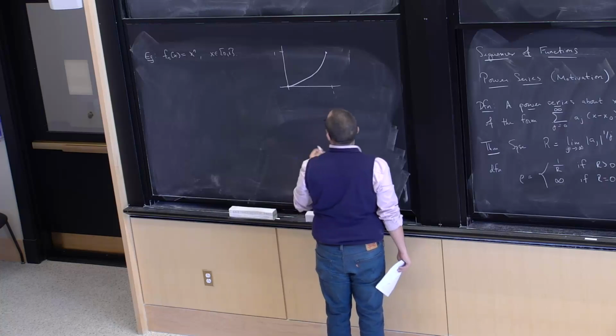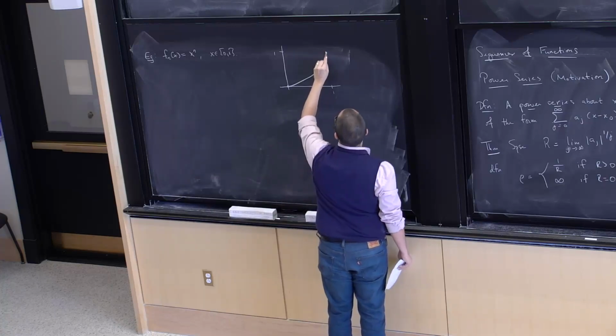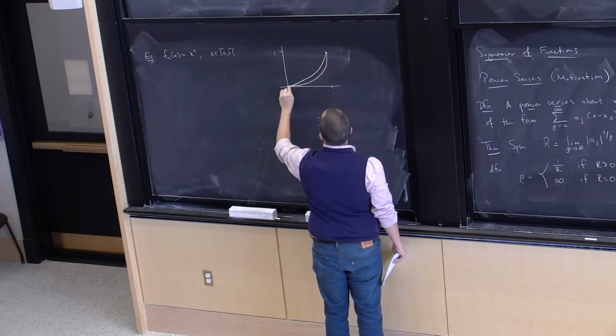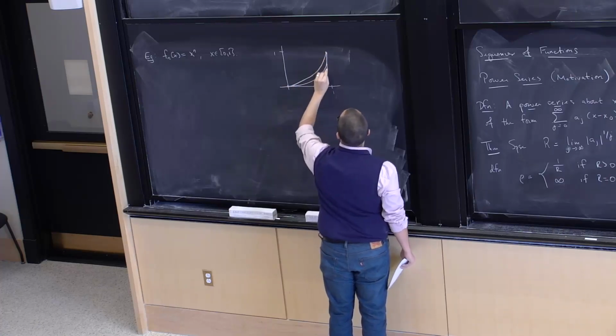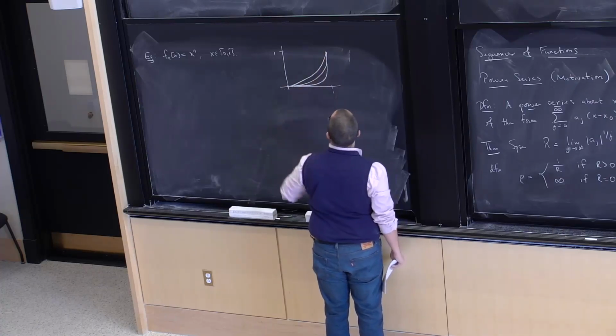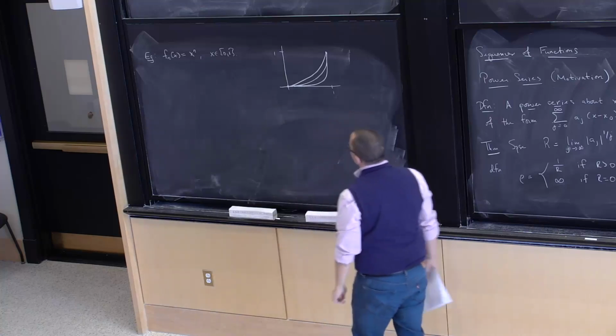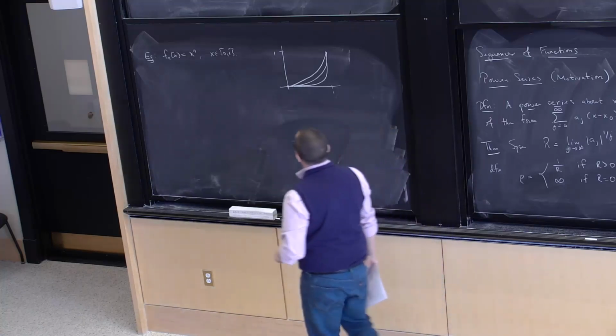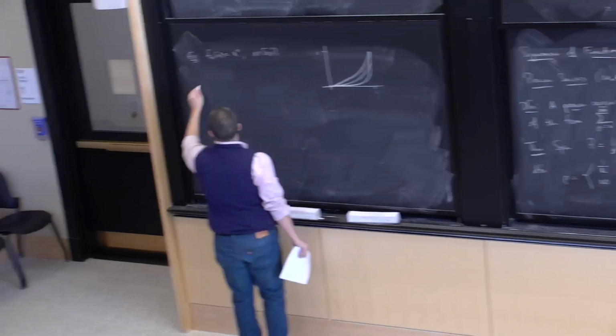There's f5 of x. And then as n gets very large, these guys are dropping down even more and more. And what is, are we picking up something in the limit? Well, let's look.